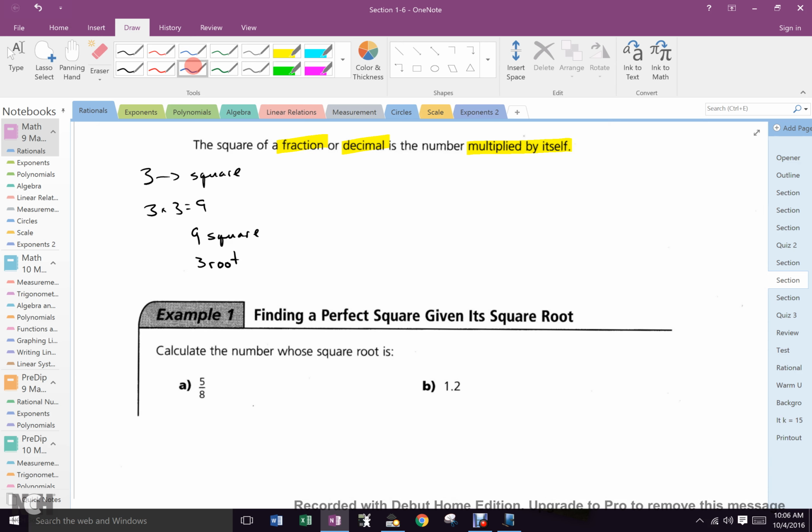So fractions and decimals are just numbers, aren't they? So the rules still apply. What if I gave you 1/2 and I told you to square it? What would you do? Multiply it by itself. So what is 1/2 times 1/2? 1/4. Which is the square, which is the root?